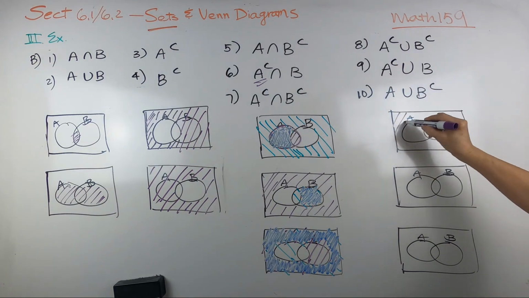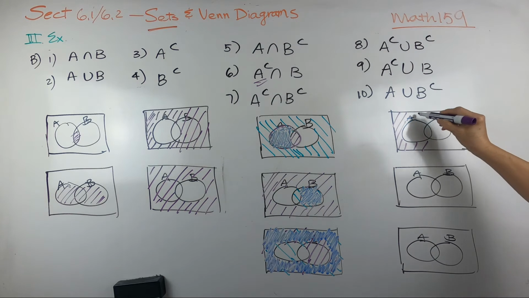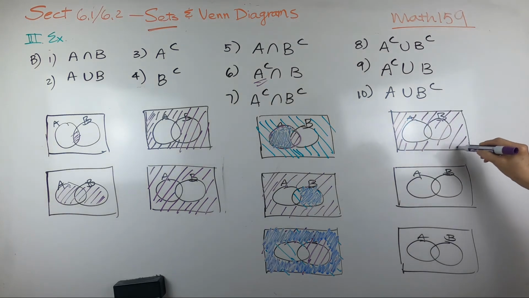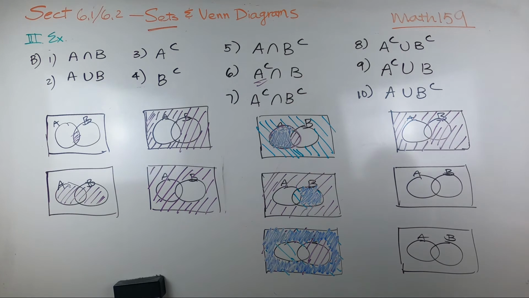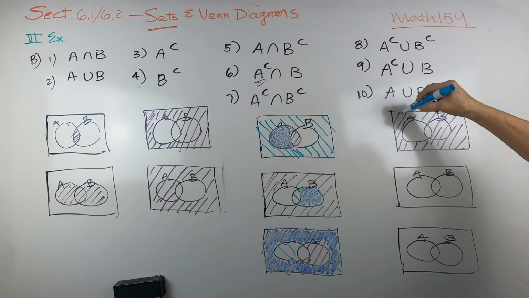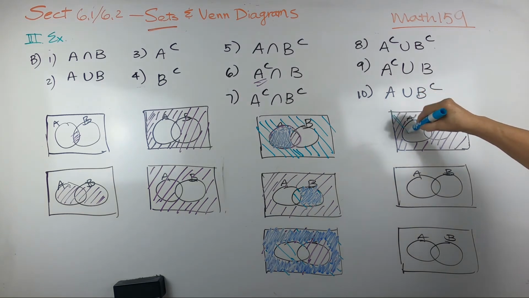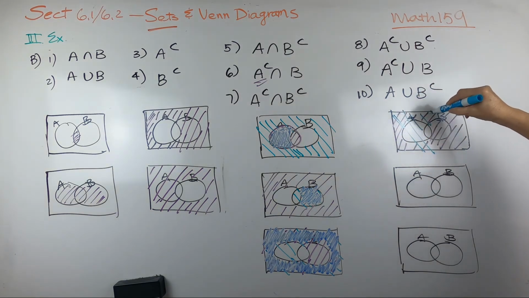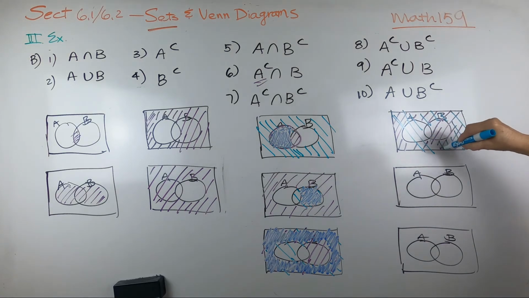So complement of A is outside of A. That would be here, right? Then B complement would be outside of B. Outside of B would be here, right? As long as you don't touch B. Outside of B is here, right? Then union means what? Either or, you have to cover both colors, light blue and purple.